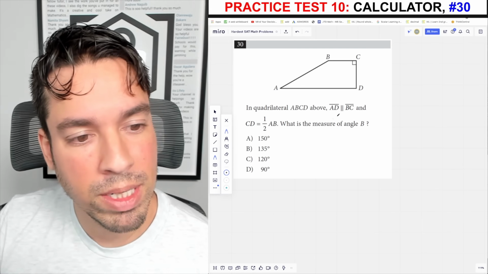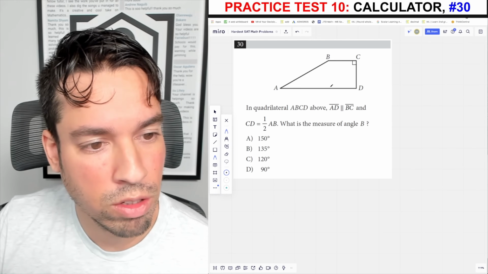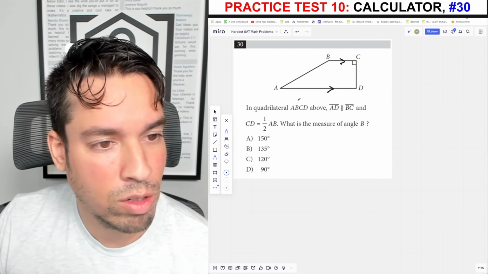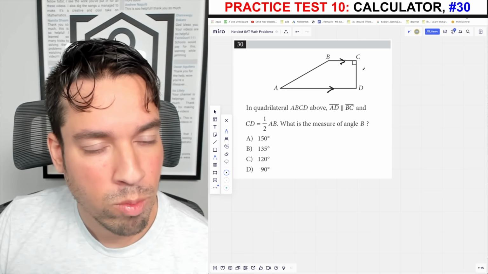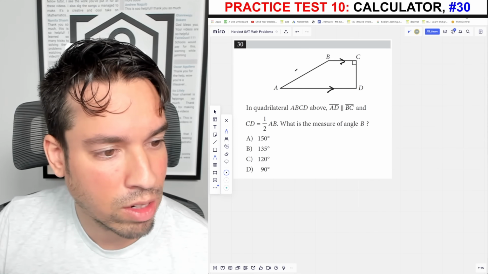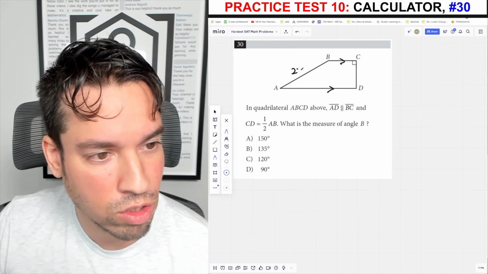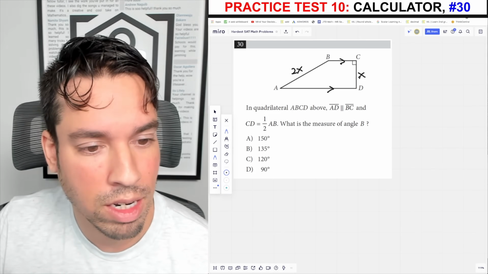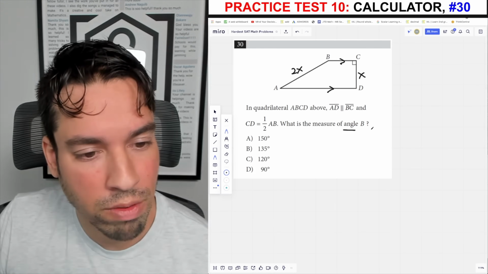In quadrilateral ABCD above, AD is parallel to BC, so we're going to mark that as follows. And it also says CD equals 1/2 of AB, which if that's the case, that means instead of using fractions, I can say if this is 2x, CD is just x, and that's a much nicer way than saying x and half x. What is the measure of angle B?